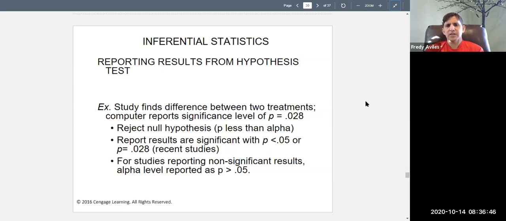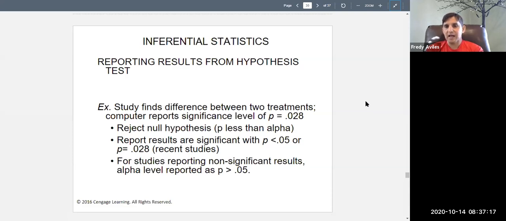So let's say your study finds that there's a difference between two treatments, right? Let's say those that watch violent TV and those that watch non-violent TV, and you found a difference. The computer reports a significance level of p equals 0.028. That's the result. The p-value is 0.028, right? Therefore, you reject the null hypothesis. Your p is less than your alpha. P 0.028 is less than 0.05.